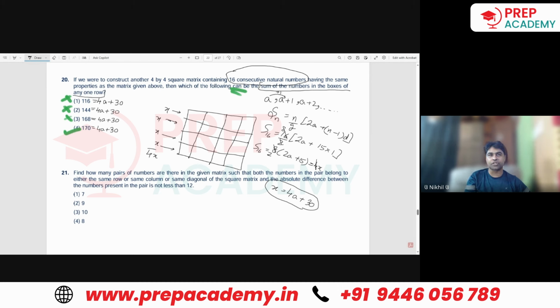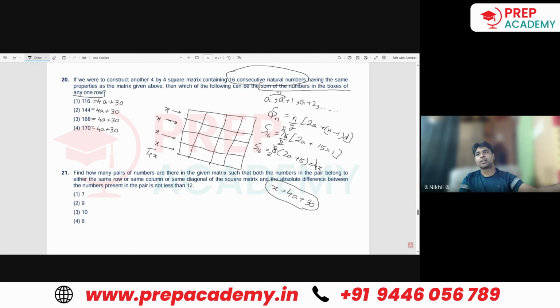Find how many pairs of numbers are there in the given matrix. Given matrix means the one we have already solved, such that both the numbers in the pair belong to either the same row or the same column or the same diagonal of a square matrix, and the absolute difference between the numbers present in the pair is not less than 12. Can you understand what it means? Just read the question and let me know.